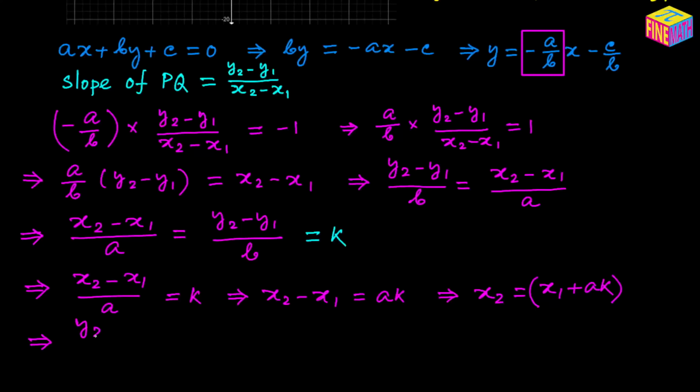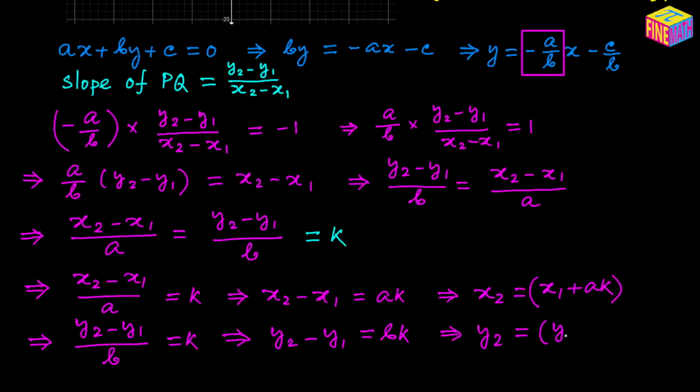And similarly let's also solve for y₂. So we have (y₂ − y₁)/b is equal to k, and from here we can say then y₂ − y₁ would be equal to b times k, and from here we can say that y₂ would be equal to y₁ + b·k.